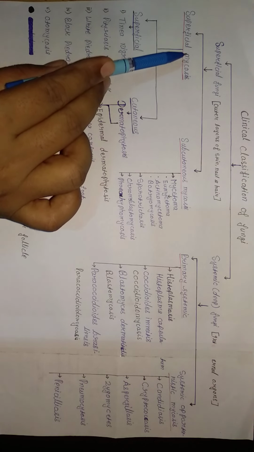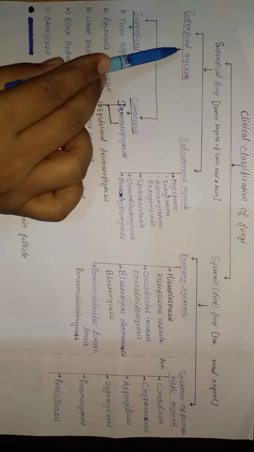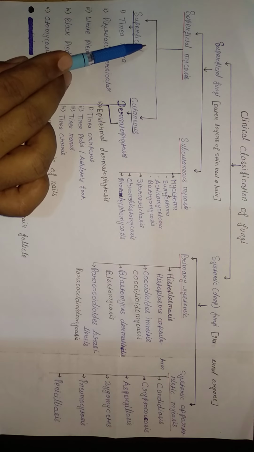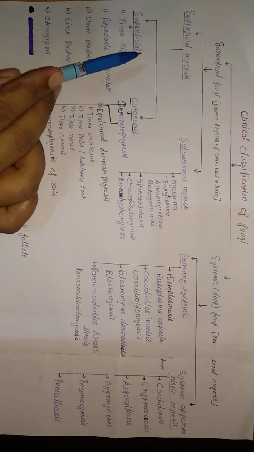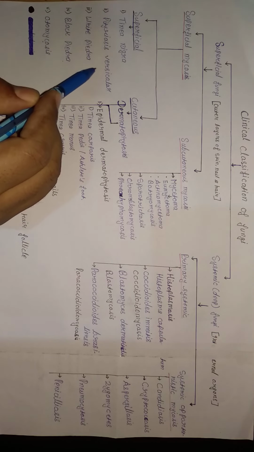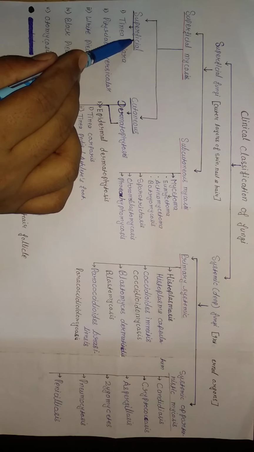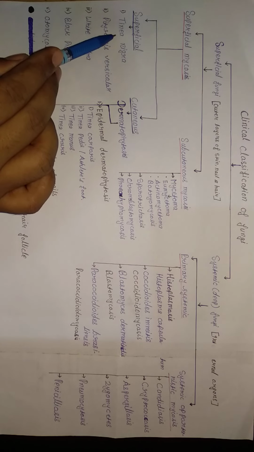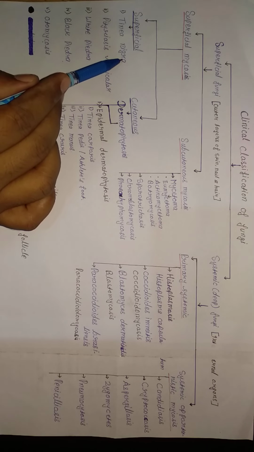One is the superficial mycosis and the other one is the subcutaneous mycosis. Superficial mycosis involves the fungal infections which occur in the superficial layer. Super means the uppermost layer of our skin, like this is tinea nigra. Tinea nigra means the infection which occurs in the uppermost layer of the skin. This is called tinea nigra.